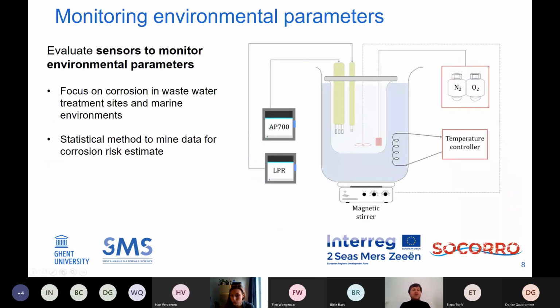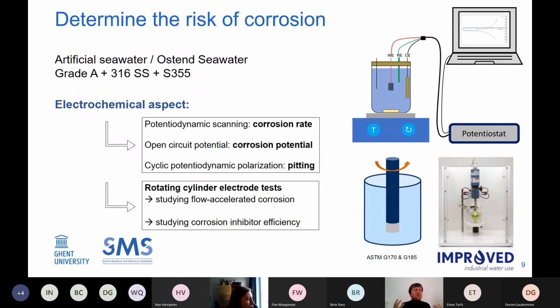This was the story on the Improve project. We are now involved in the Sakura project as well, which is an ongoing project. And here the idea is to evaluate sensors to monitor environmental parameters like pH, temperature, dissolved oxygen, chloride content, salinity, and so forth. So here we focus on corrosion in wastewater treatment sites and marine environments. And the goal is to have statistical methods to mine data for corrosion risk estimates. So again, three different aspects will be taken into account.